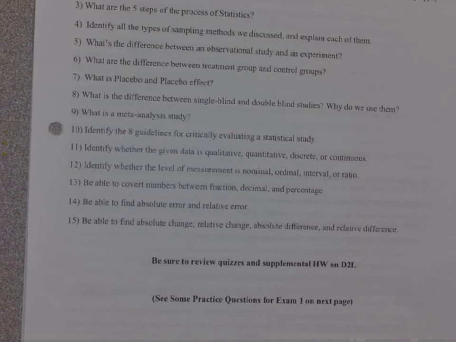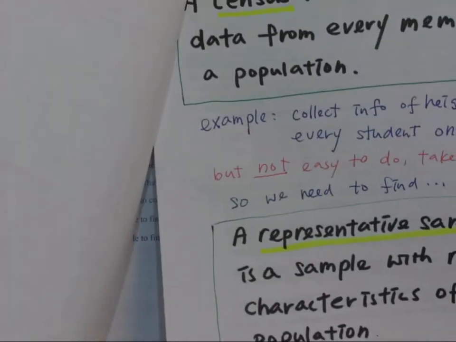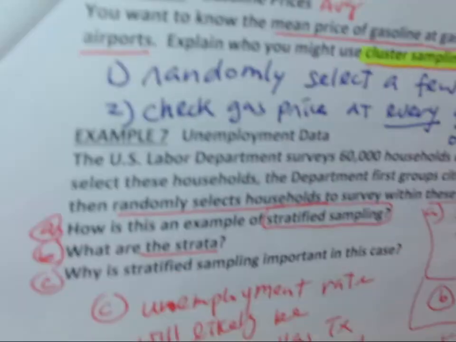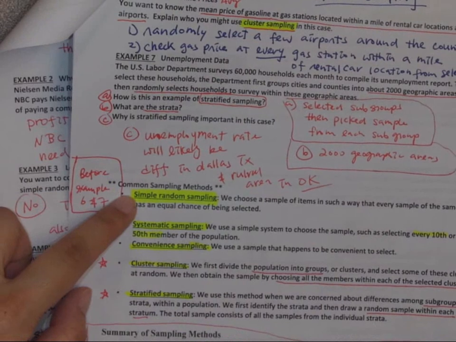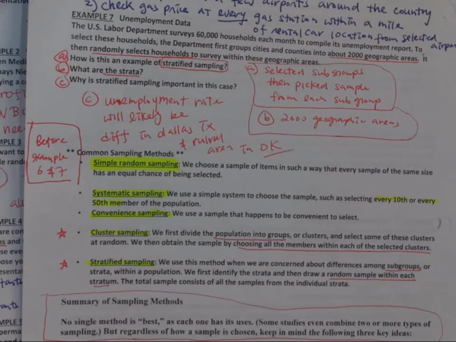Let's move on to 1.2. So 1.2, we talk about sampling techniques. And we specifically work on a few of the major sampling methods, including simple random sampling. So can anybody tell me something about simple random sampling? How does it work?